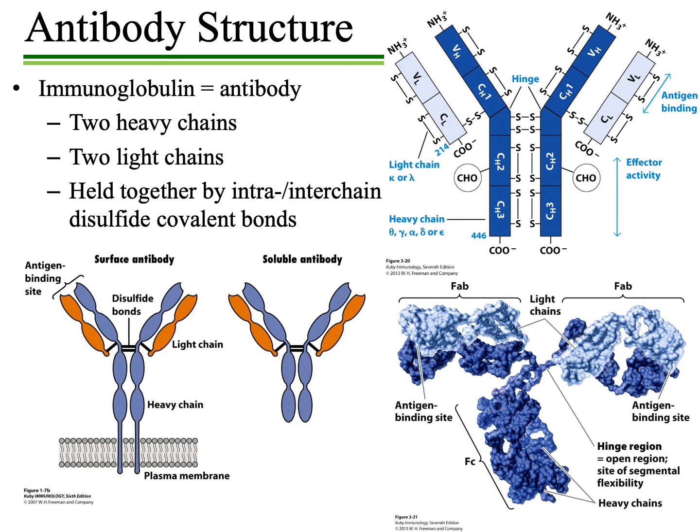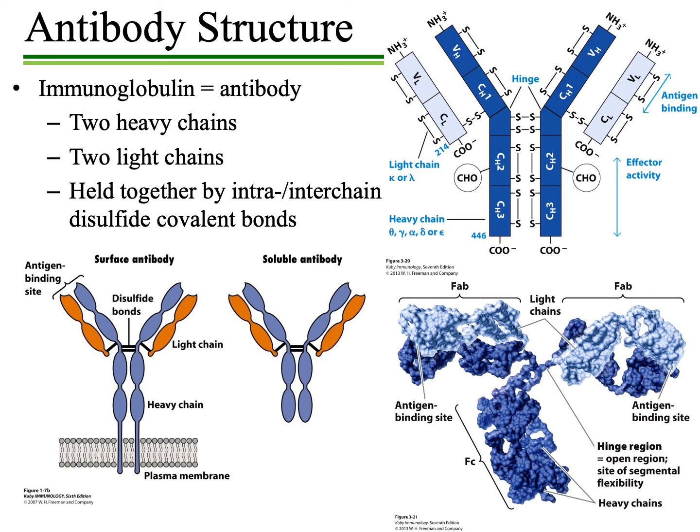So the bottom left figure is a very simplified view of both the membrane-associated antibody as well as the soluble antibody. What's highlighted here for you in the grayish blue color are the 2 heavy chains, and in the orange color, the 2 light chains. What holds all of these together are disulfide bridges that take place between different amino acids of the different chains. So there is a strong covalent bonding that occurs between these components to hold the structure all together.